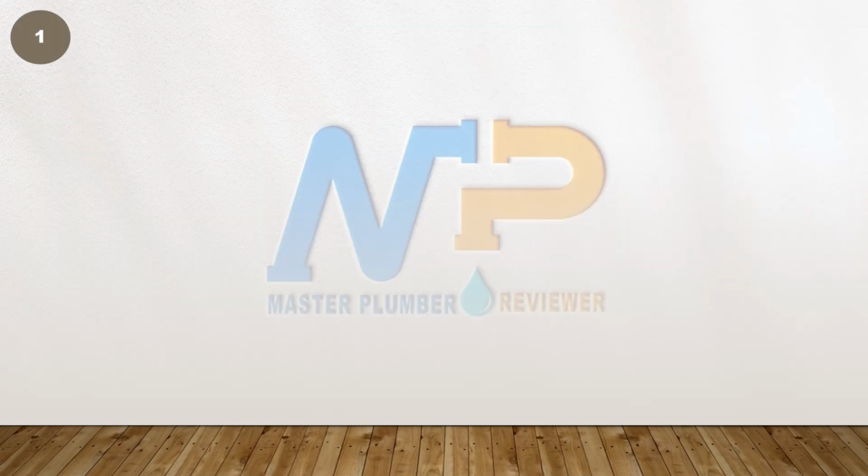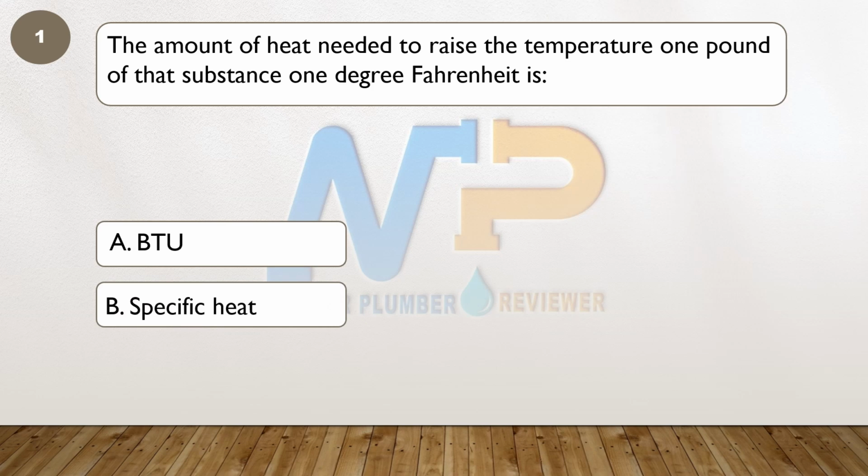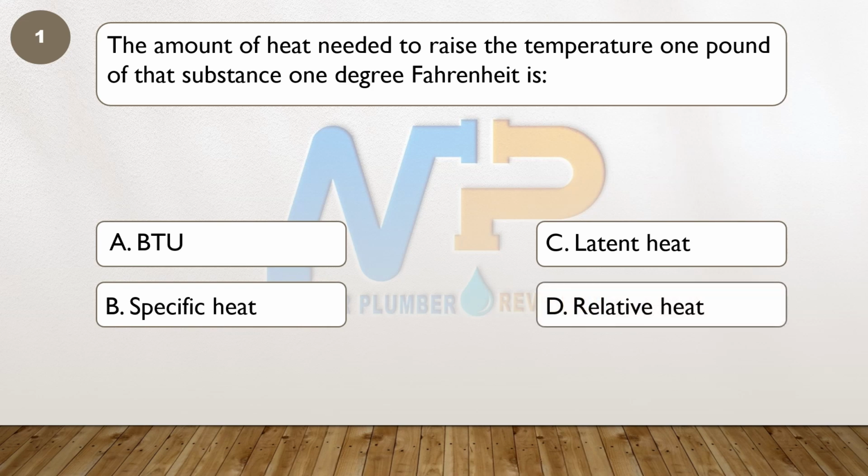Number 1. The amount of heat needed to raise the temperature of 1 pound of that substance 1 degree Fahrenheit is A. BTU, B. Specific heat, C. Latent heat, D. Relative heat. The answer: it's A. BTU.